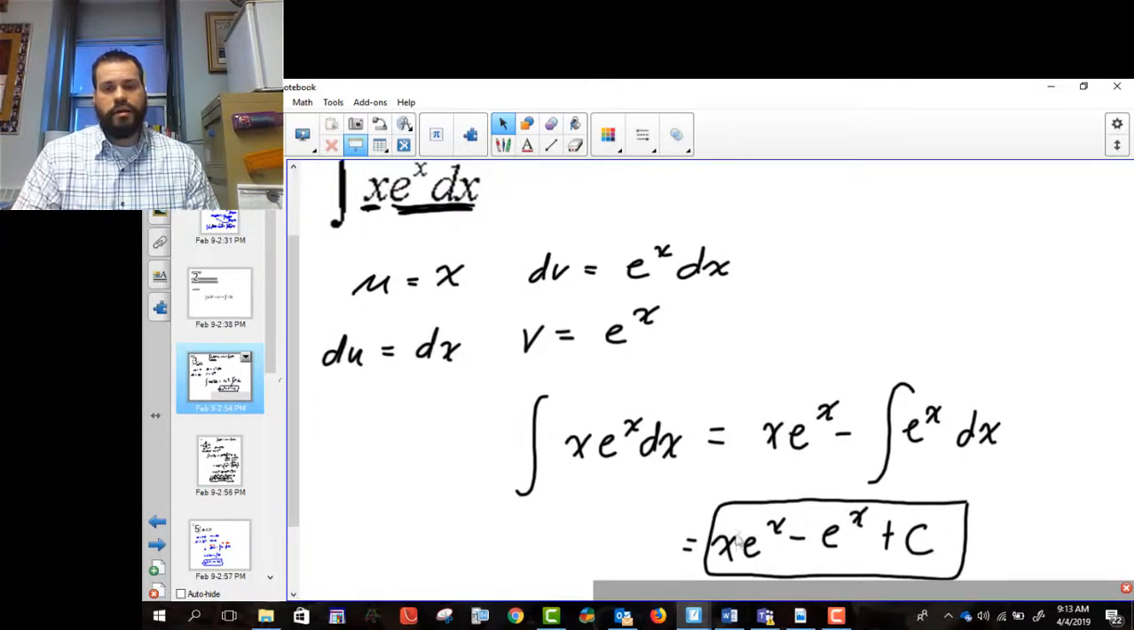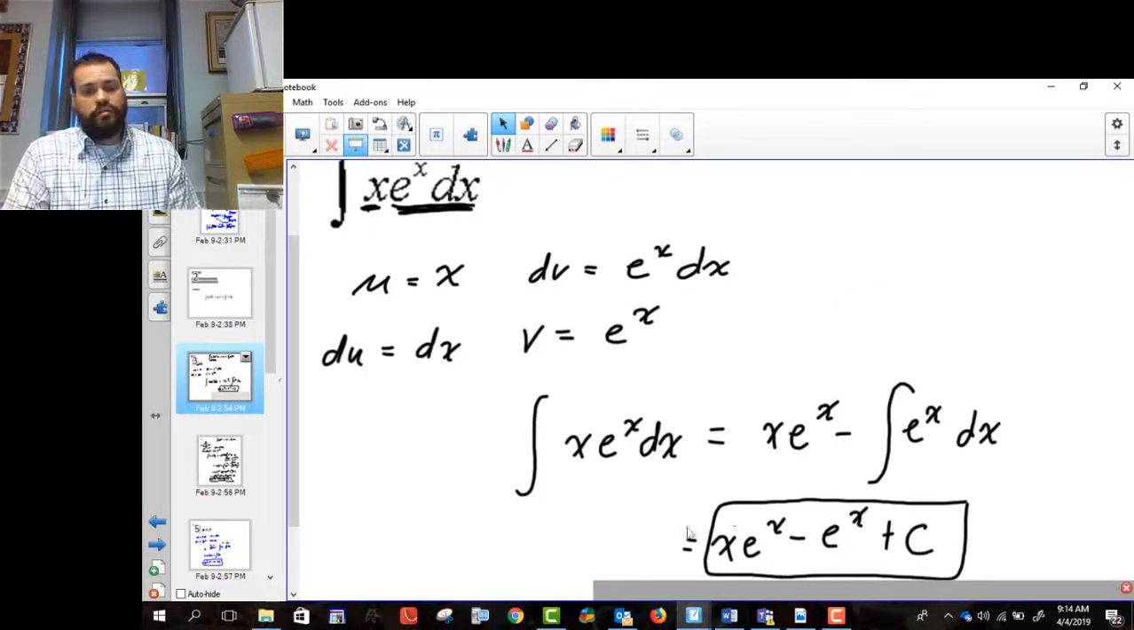And again, just like with any integral, you can check your answer by taking the derivative, sorry, not dividing. So I can take the derivative of this and see if it gives me that back. So this is a product rule, so it'll be x times the derivative of e to the x, which is e to the x, and then plus e to the x times the derivative of x, which is 1, minus the derivative of e to the x, which is e to the x.